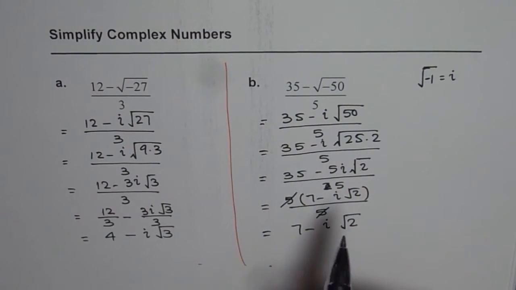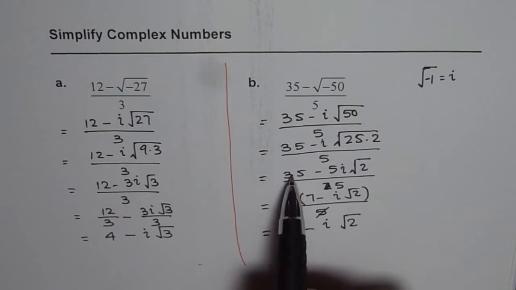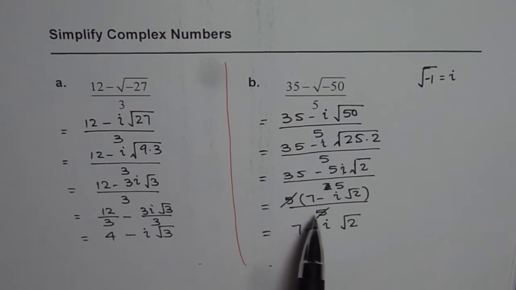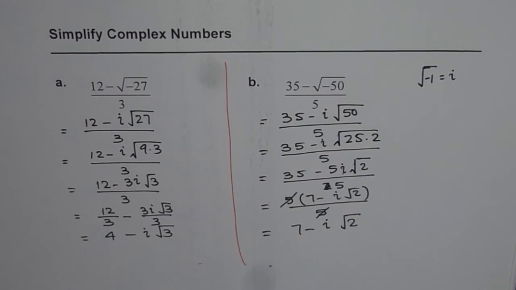Do you understand? Never cancel 5 with just one of them. This is a common denominator for both. So as we did in the previous one, that denominator divides both the terms, right? Or you can factor it and then cancel. So either way, you can simplify and get your answer. So these are the steps which you should follow to simplify a complex number given in this form.